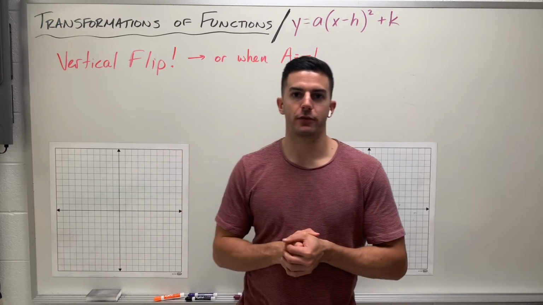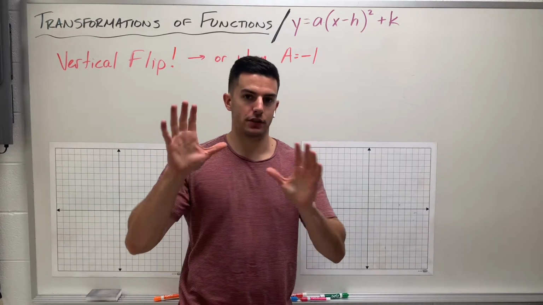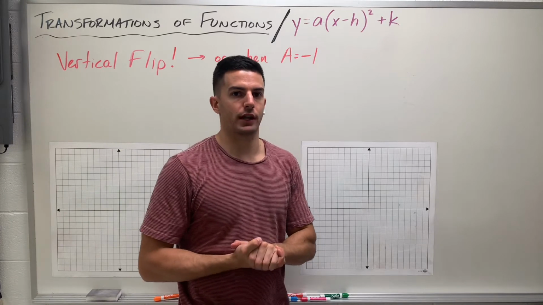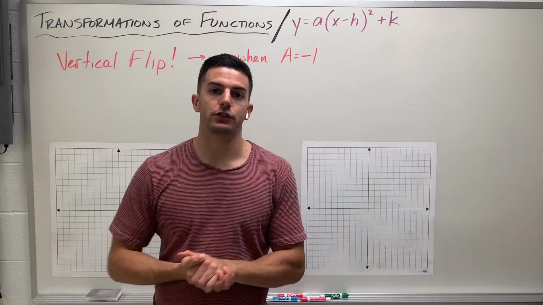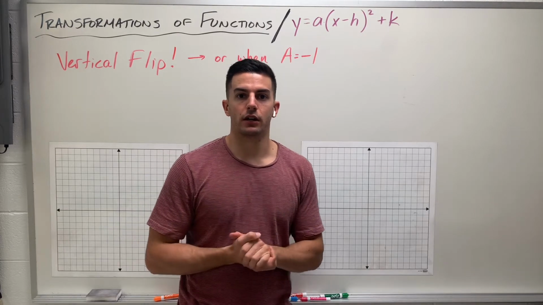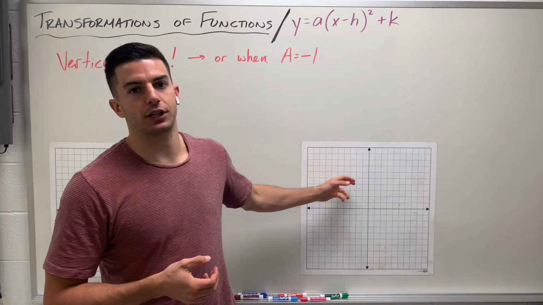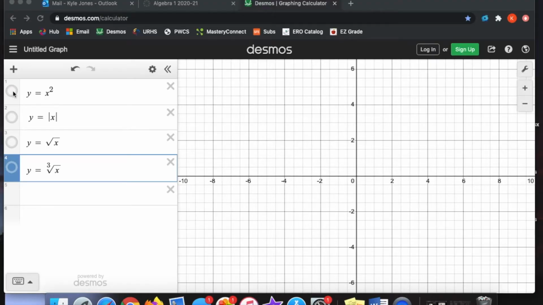This time, transformations. We're going to be talking about vertical flips. If the parent function of a graph flips vertically, what does that look like? Just like before, I'm going to show you on Desmos first because that helps to get an introductory visual, and then we'll do some examples on here. So, Desmos first.